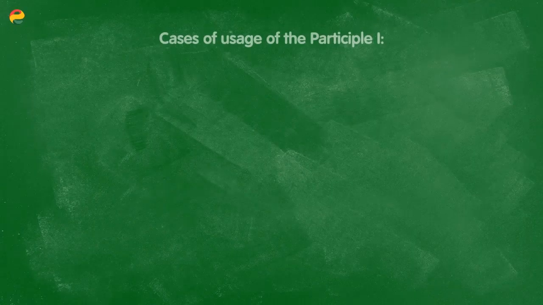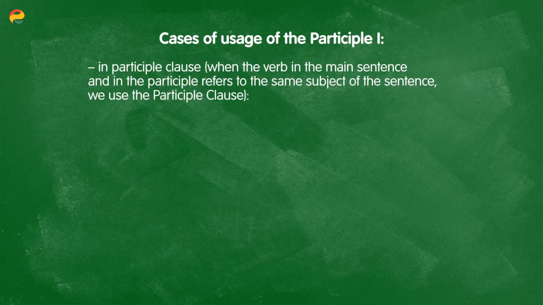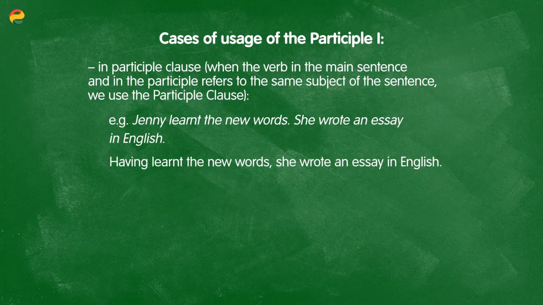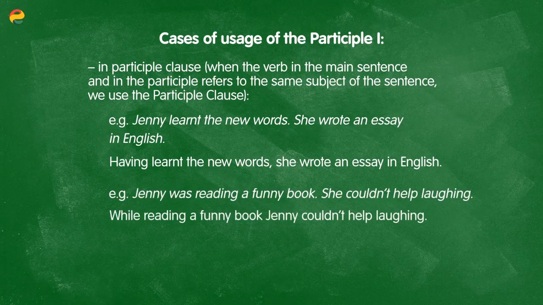Now, to be more fluent, or to speak more fluently, we can also combine two separate sentences with a participle clause. And let's look at this with a few examples. In the first example, we have two sentences. Jenny learned the new words. She wrote an essay in English. But we can combine them like this. Having learnt the new words, she wrote an essay in English. Another example, Jenny was reading a funny book. She couldn't help laughing. We can combine these as, while reading a funny book, Jenny couldn't help laughing.